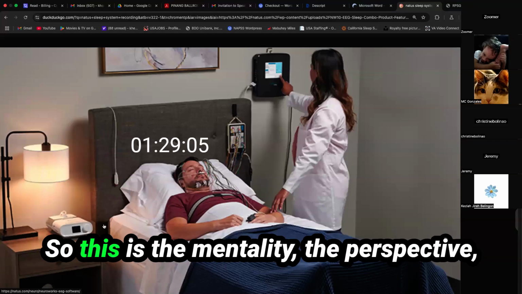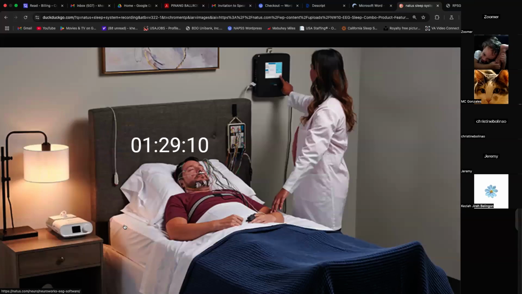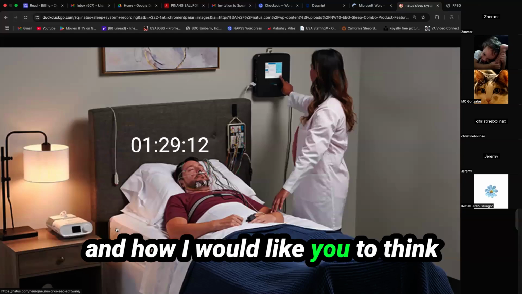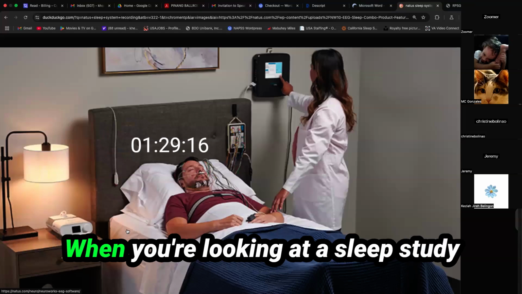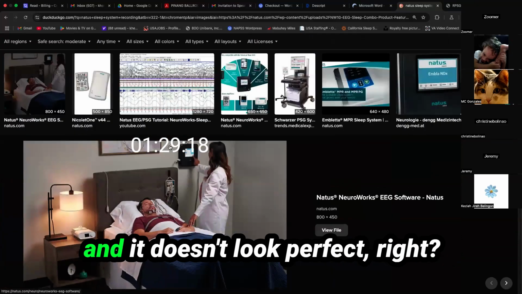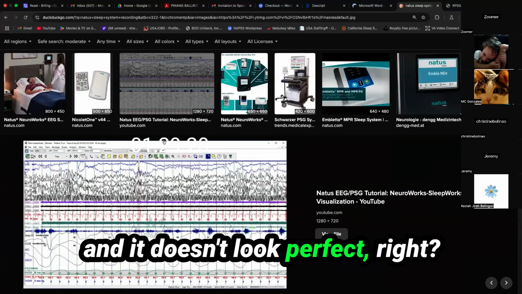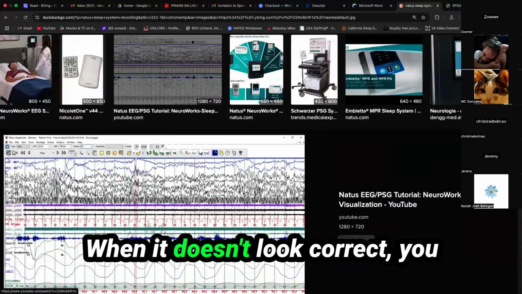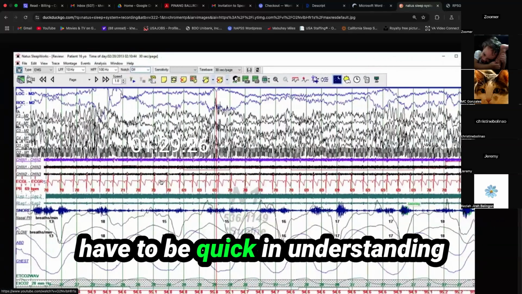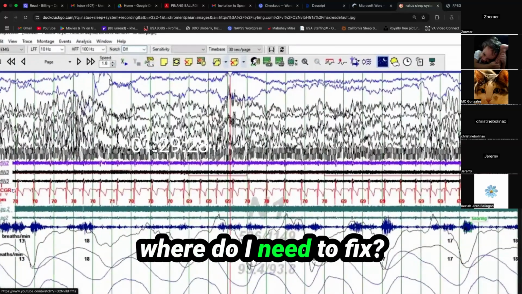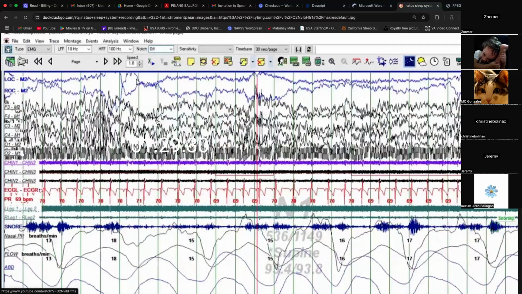So this is the mentality, the perspective, and how I would like you to think when something goes wrong. When you're looking at a sleep study and it doesn't look perfect, when it doesn't look correct, you have to be quick in understanding where you need to fix.